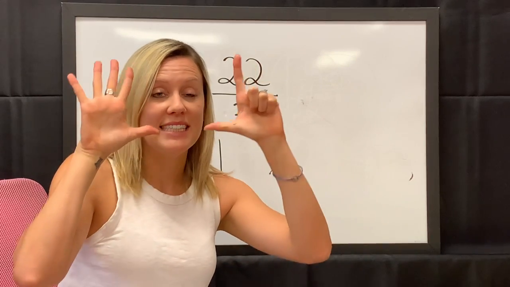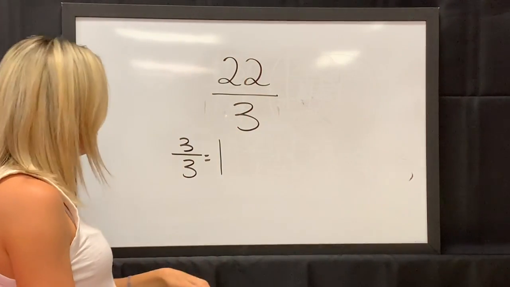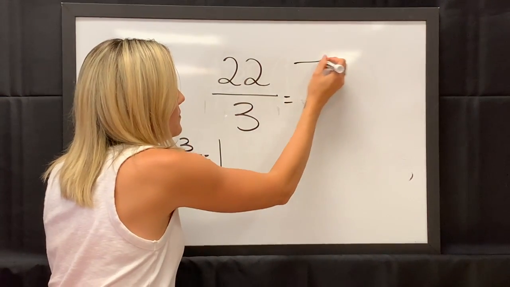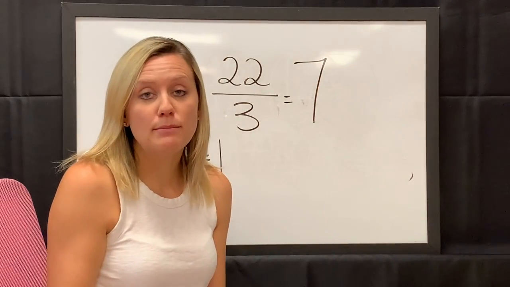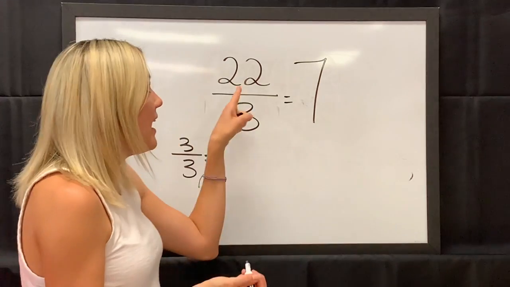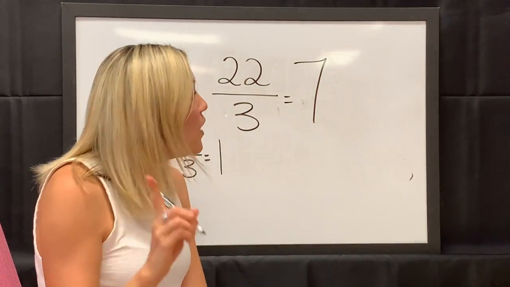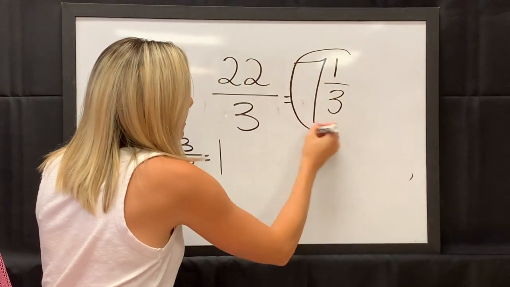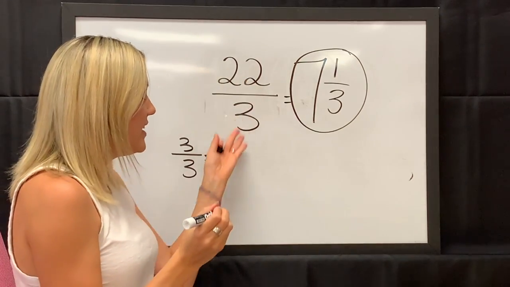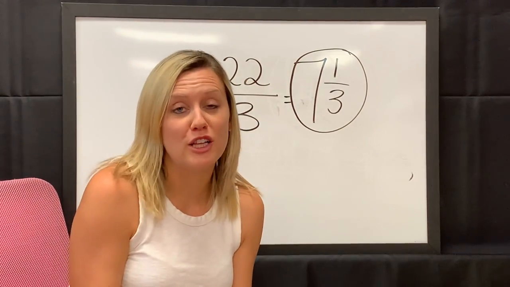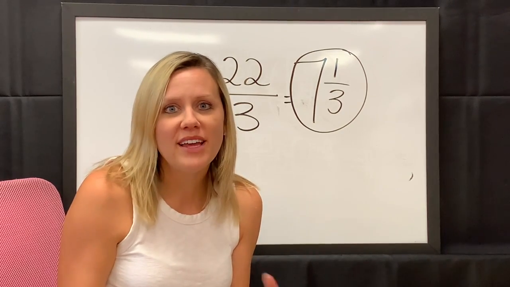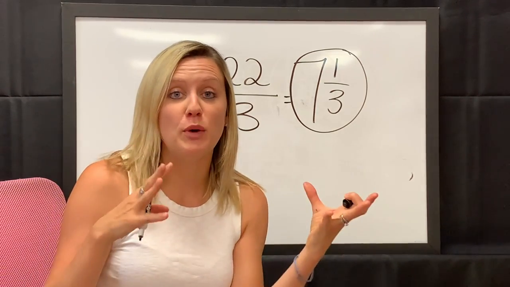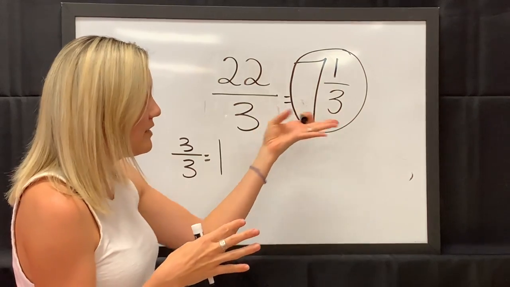So I'm gonna have 7 wholes, because that is how many times 3 goes into 22. And 7 times 3 is 21, and I have 22. So I'm gonna have 1/3 left over. 7 1/3. This number, 22/3, is very, very close to the number 7. Okay, hopefully that kind of helps you think about what you're doing when you're going from an improper fraction to a mixed number, a number with both whole numbers and fractions.